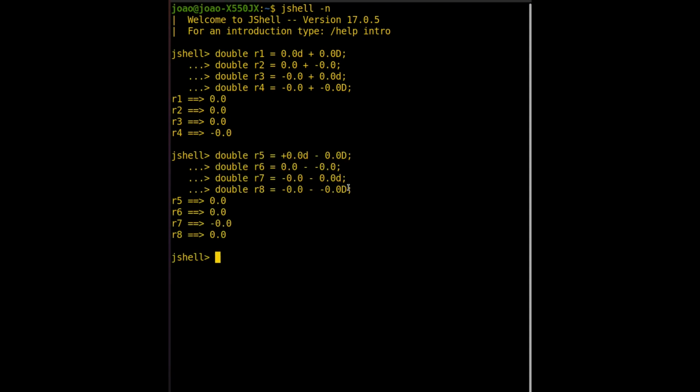And I'm using the minus, where I'm minusing a positive 0 from a positive 0, a positive from a negative 0, a negative 0 from a positive 0, and I'm minusing a negative 0 from a negative 0. And again, I only got one result that gave me a negative. So what does that tell me?